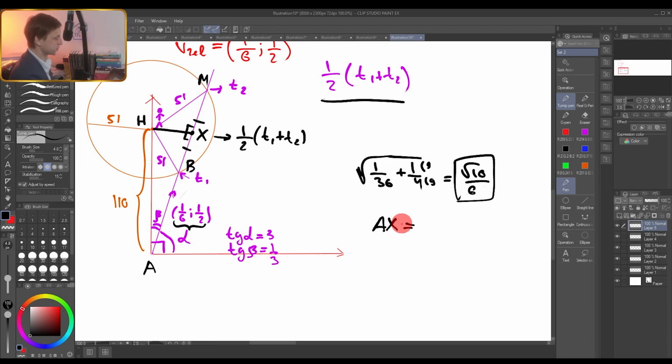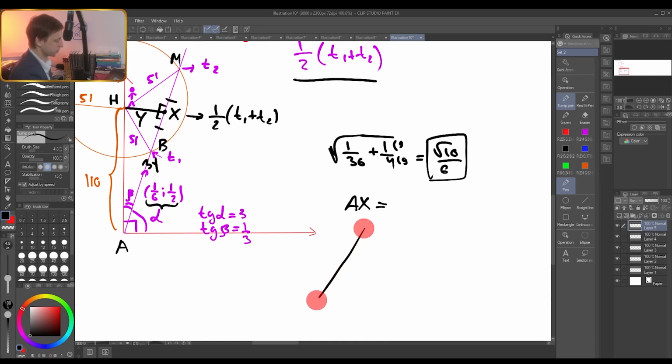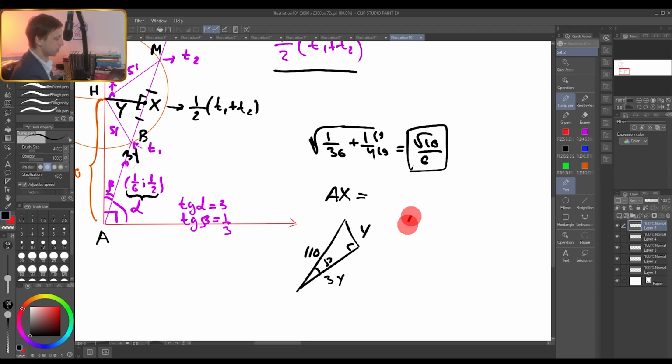Well, if we know, for example, the tangent, let's make it like this. Tangent beta is 1/3. It means that HX divided by XA is exactly tangent beta, 1/3. So we can make the variable HX be y and XA be 3y. So we have a triangle that looks like this. This is 110, this is y, and this is 3y, and angle beta is located here. So let's use the Pythagorean theorem here. In this case, y squared plus 9y squared, the sum of squares of the legs, equals 110 squared.